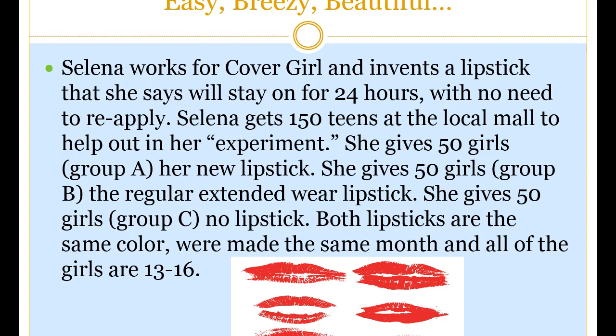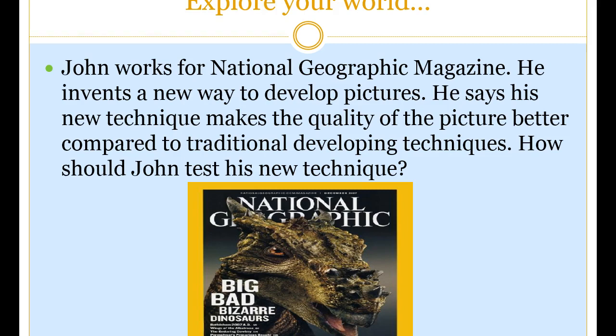All right, hopefully you figured out that groups A and B are the independent variables. So what is she changing between the groups? The type of lipstick. What depends on the lipstick? The length of time it stays on. Okay, what are some controlling variables here? Each group has 50 girls in it. The lipsticks are the same color. They were made in the same month. And all the girls are approximately the same age. My control group is group C. They don't get any lipstick. Good job, guys. All right, moving right on.